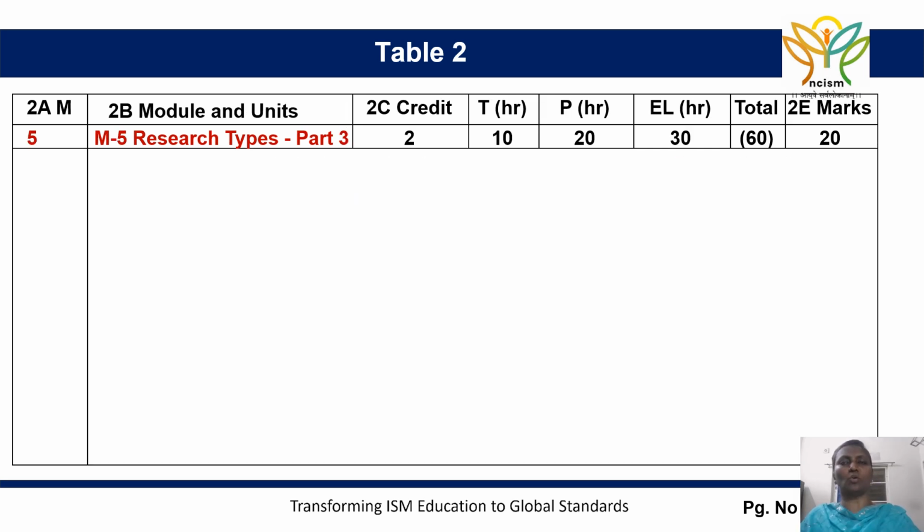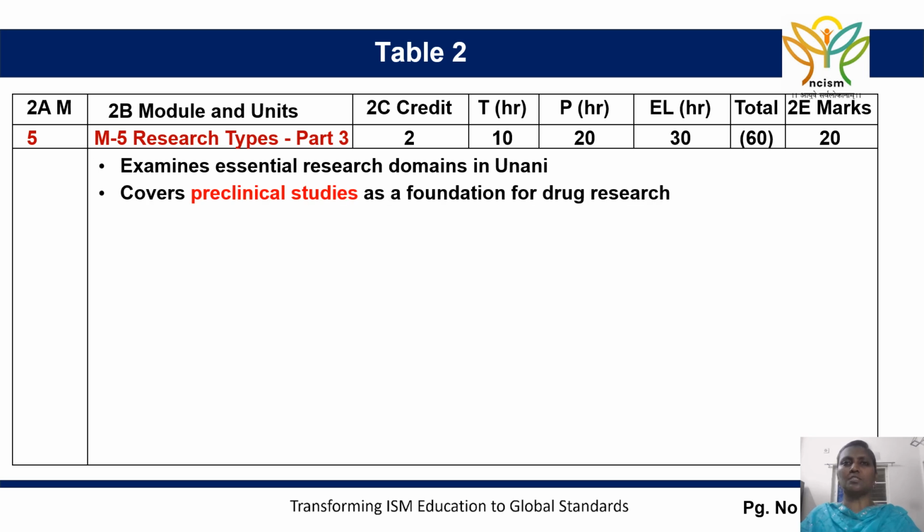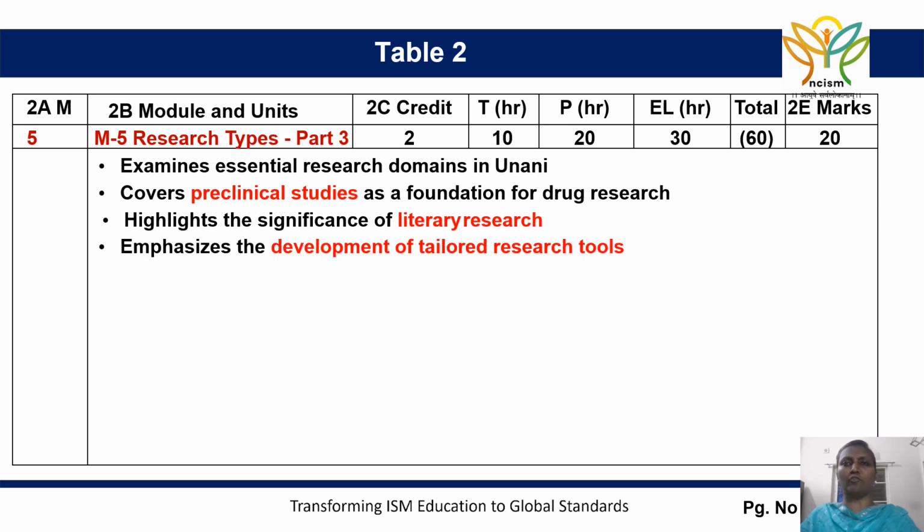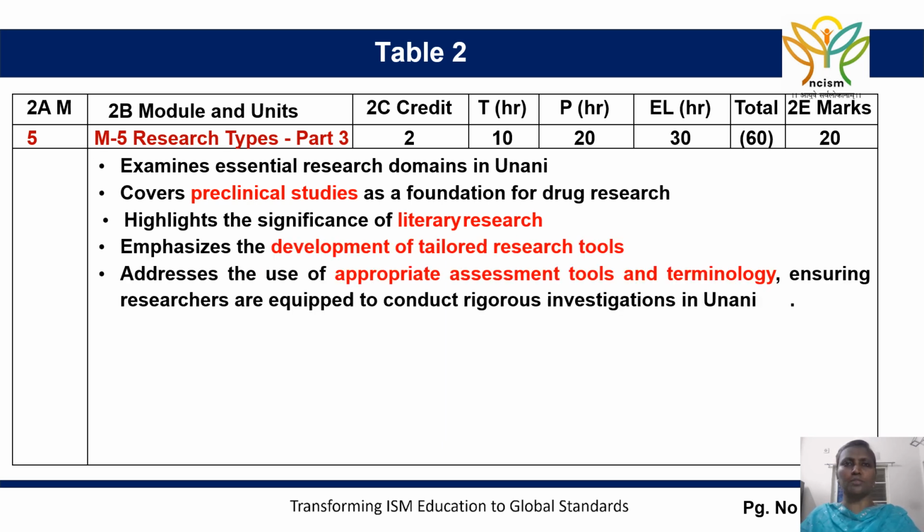This is Table 2 for Module 5, Research Types Part 3. This module examines essential research domains in Unani. It covers preclinical studies as a foundation for drug research. It highlights the significance of literary research. It emphasizes the development of tailored research tools, and it addresses the use of appropriate assessment tools and terminology, ensuring researchers are equipped to conduct rigorous investigations in Unani.